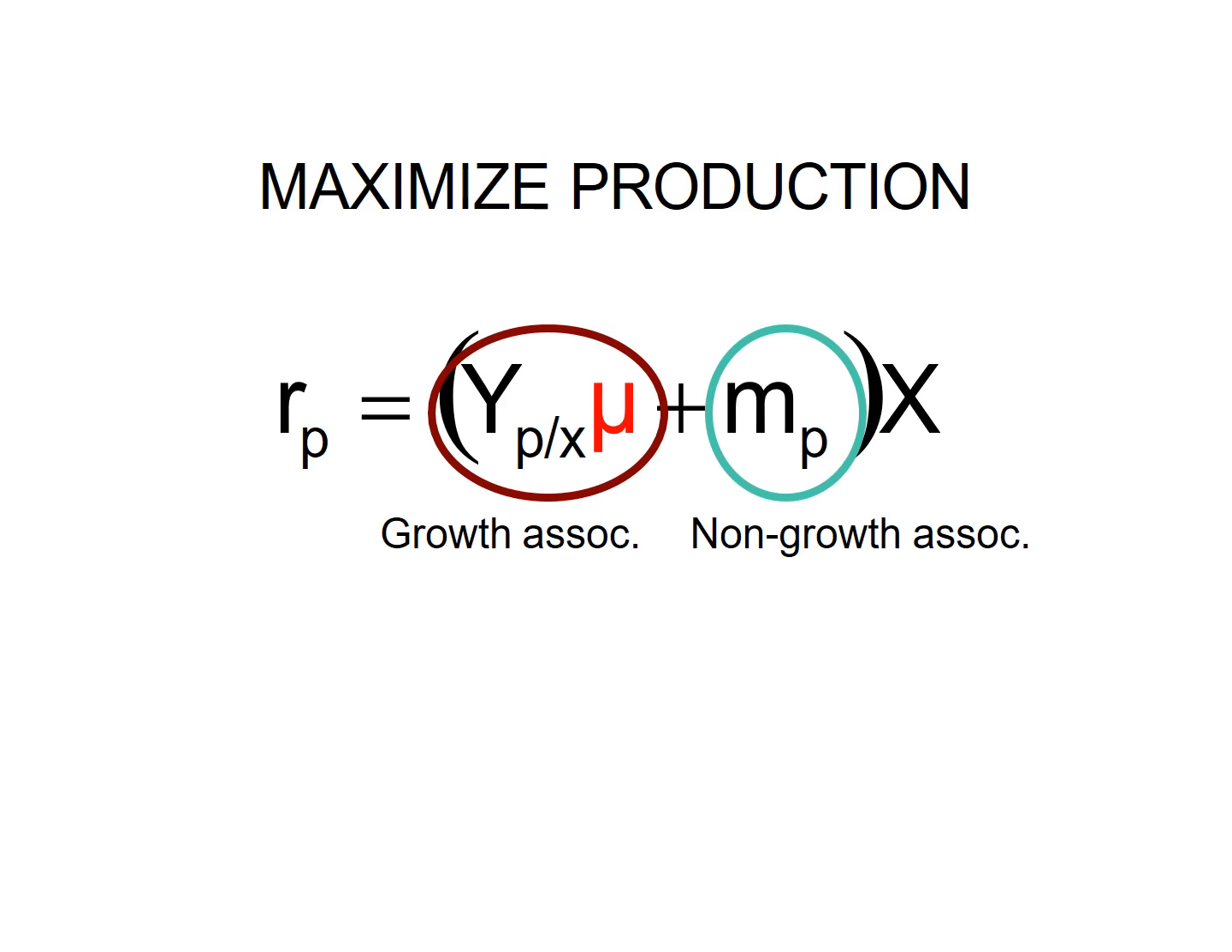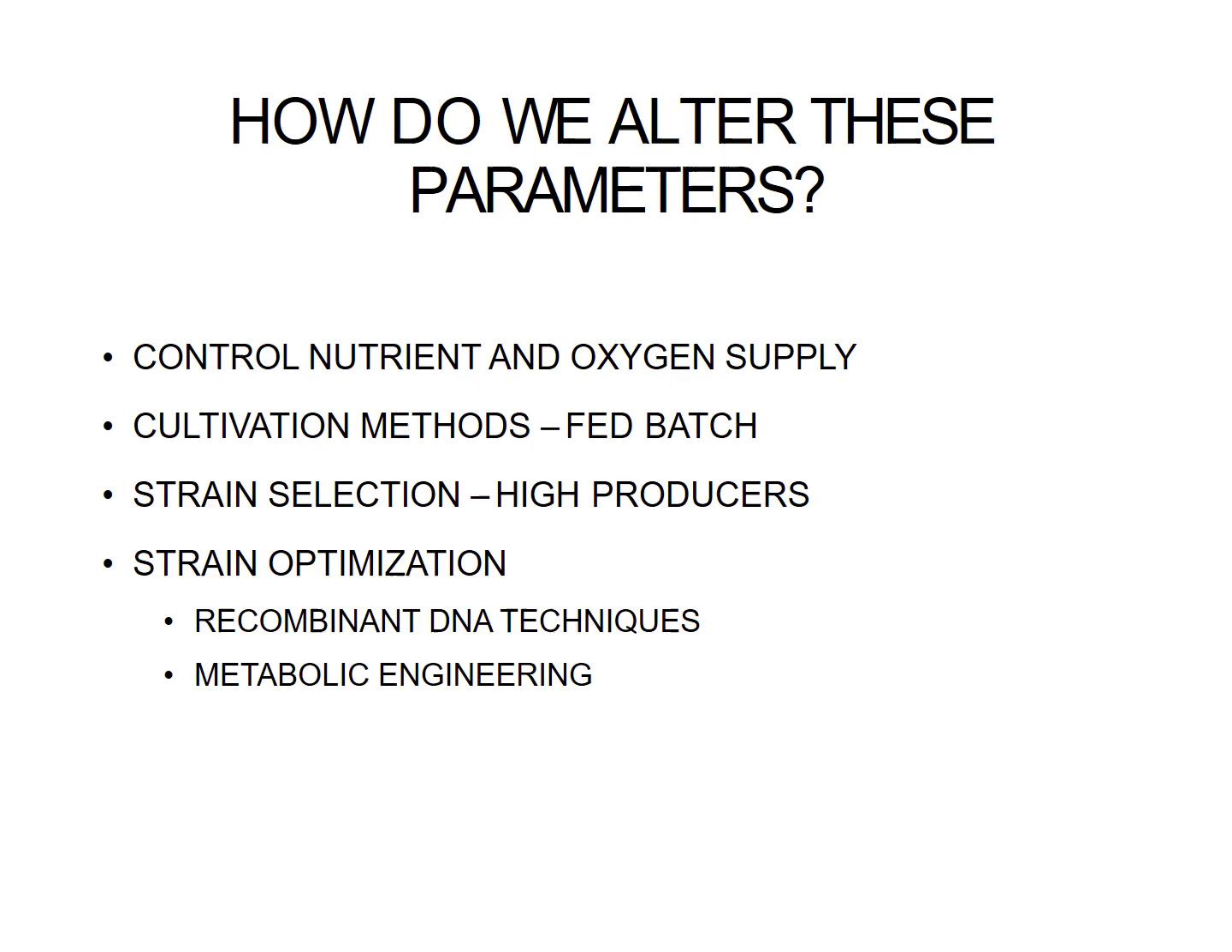During the formation of product, there is the concern of how to grow the cells and also maintain non-growth. MP is the maintenance constant for product formation. So how do we control? How do we alter all these parameters?